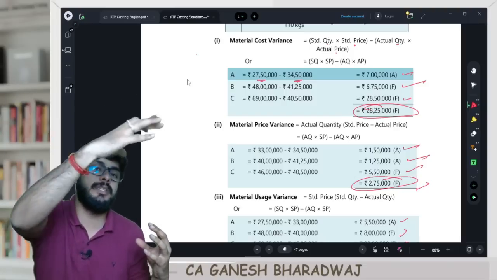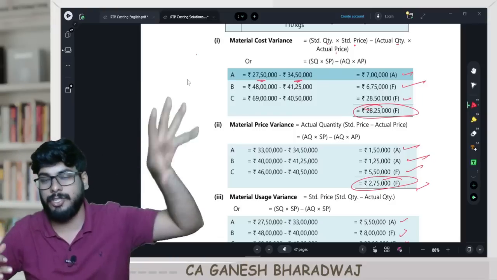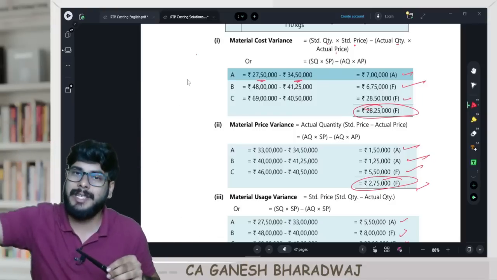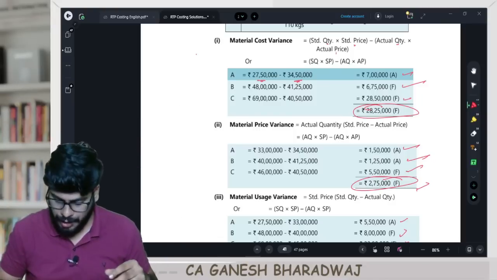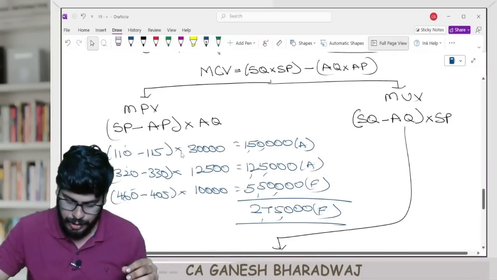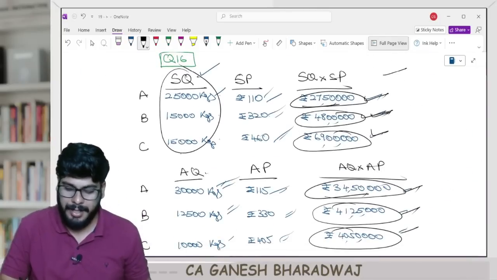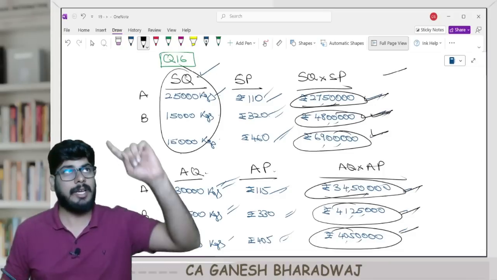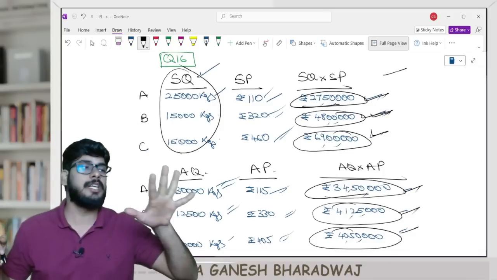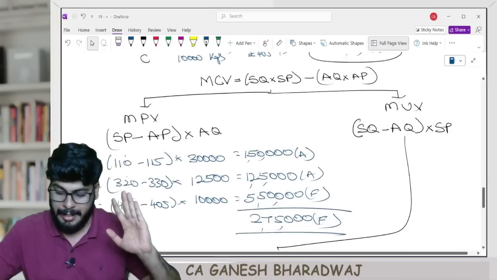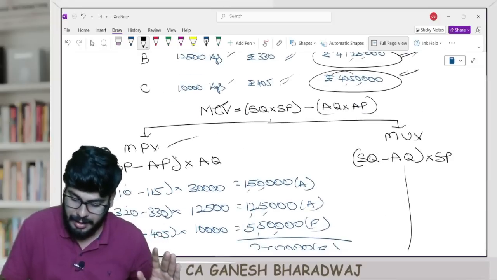How much should have been the kgs of raw material that I should have consumed? That's called the standard quantity. And how many kgs were actually consumed? That is called the actual quantity. So first what you need to do is come up with this particular table of standard quantity, standard price, actual quantity, actual price. With that, you can calculate the material cost variance, material usage, and material price variance. These three variances you can arrive at.